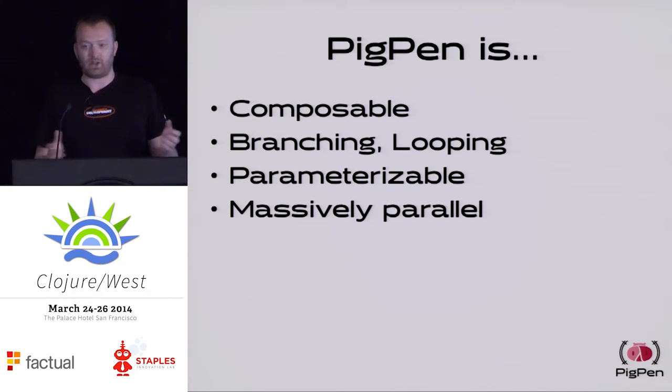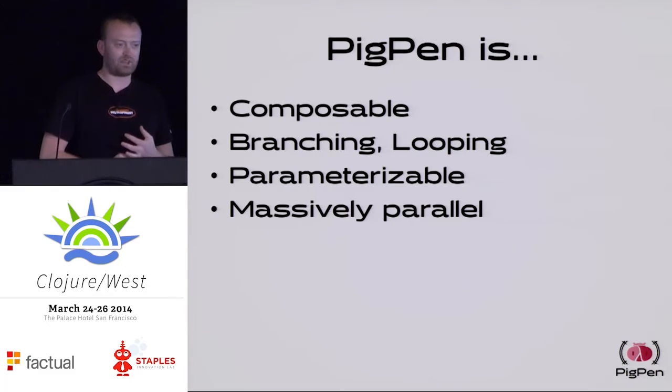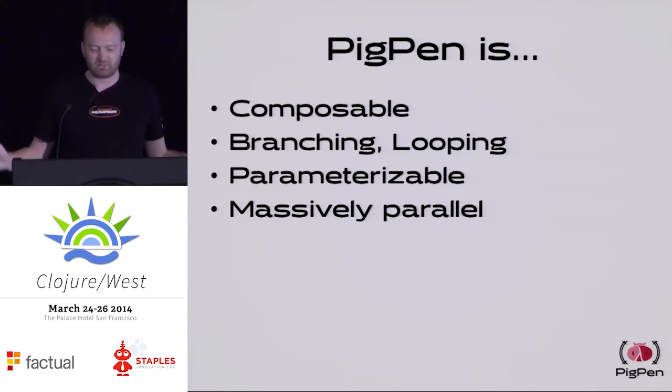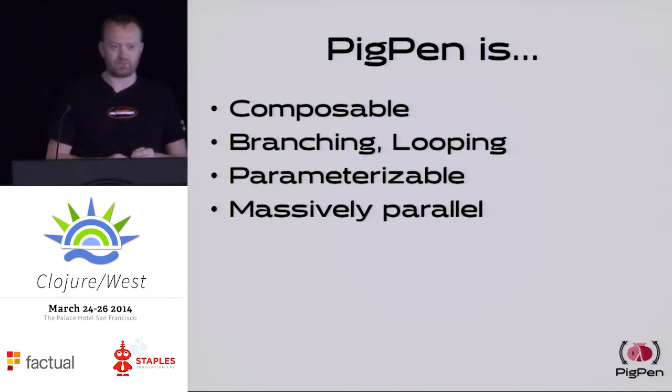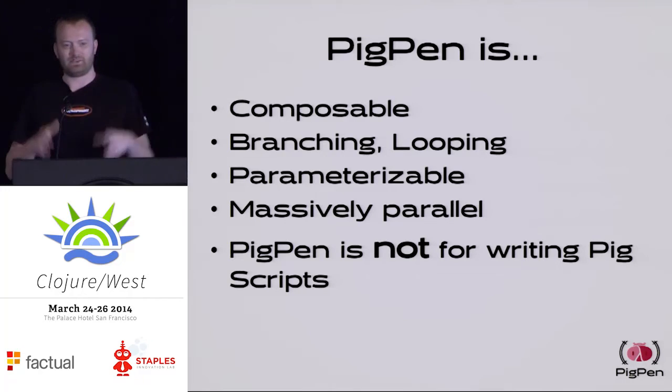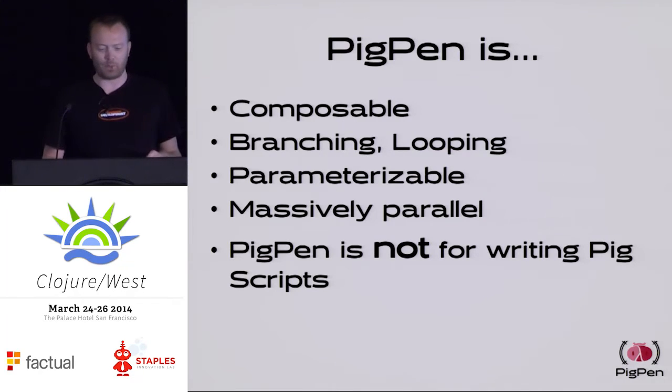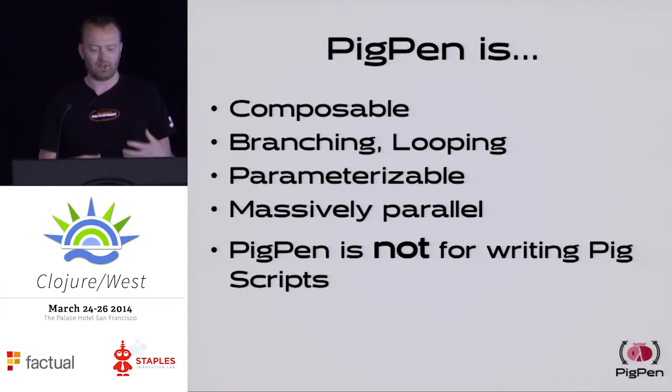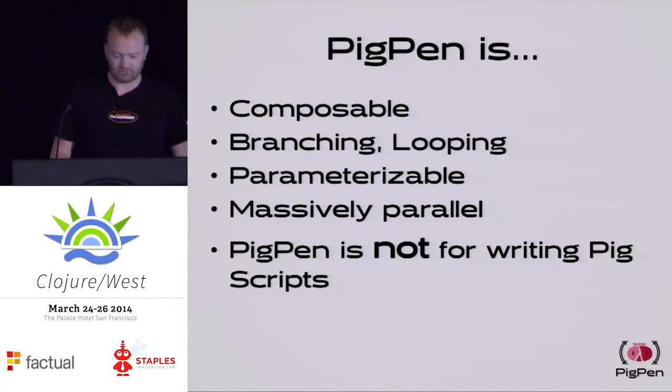And of course, I want it to be massively parallel. I want to take my code and run it on thousands of machines, tens of thousands of machines, hundreds of thousands. PigPen does use Apache Pig, but it uses Apache Pig in the way that Clojure uses the JVM. It's a host system, it's a host language. PigPen is not for writing and curating Apache Pig scripts.